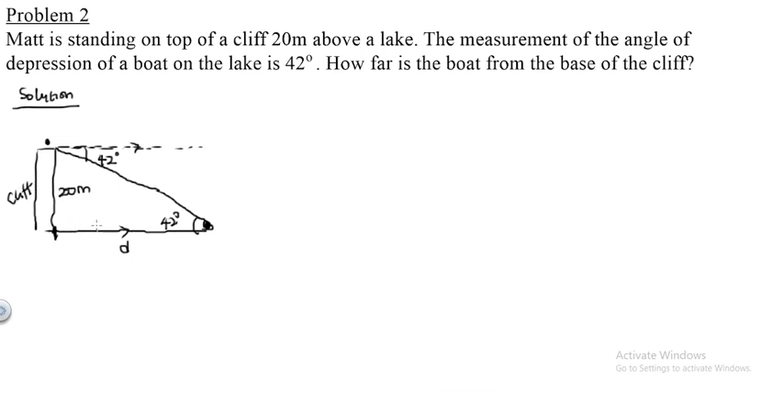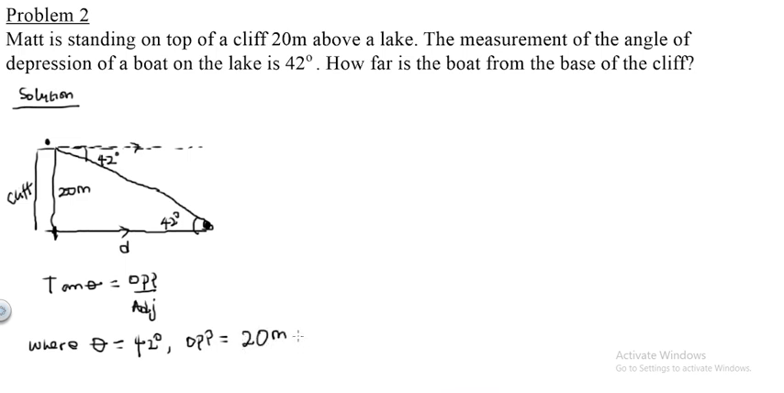Normally, the next thing to do at this point is write out what you know. Now we are given the opposite and the adjacent side, because we know that this is the hypotenuse. Now from our SOHCAHTOA, the ratio that relates these two sides is tan theta. So tan theta is equal to opposite over adjacent, where theta itself is 42 degrees. So our opposite is 20 meters, and our adjacent is D, which is what we are looking for.